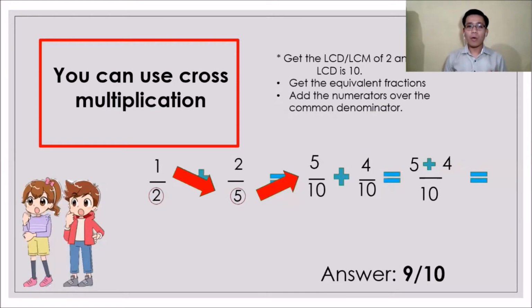Okay, so now we're going to cross multiply it. So what are we going to do? So first is 1 times 5. The answer is 5.